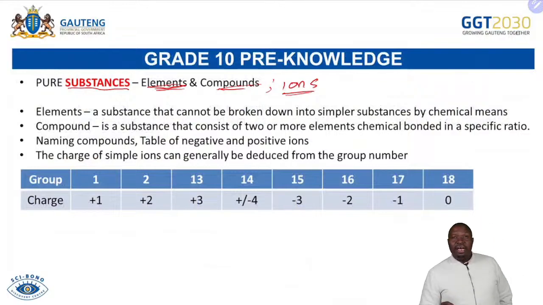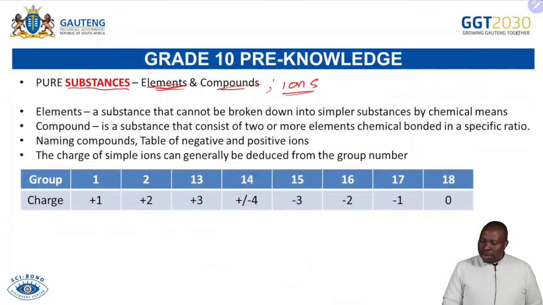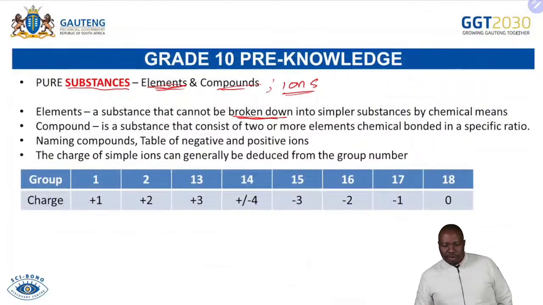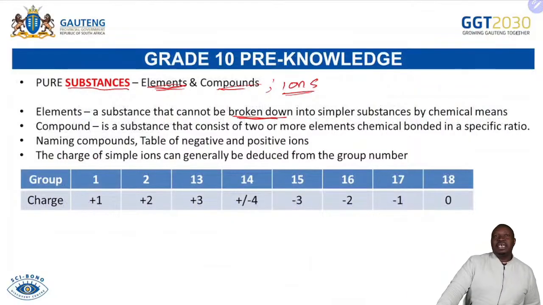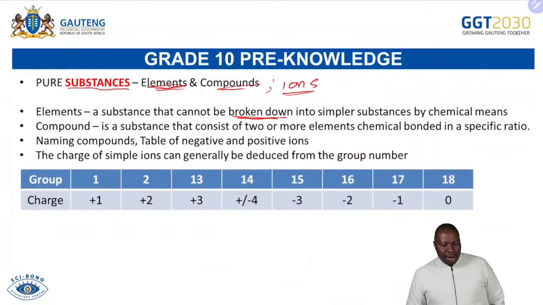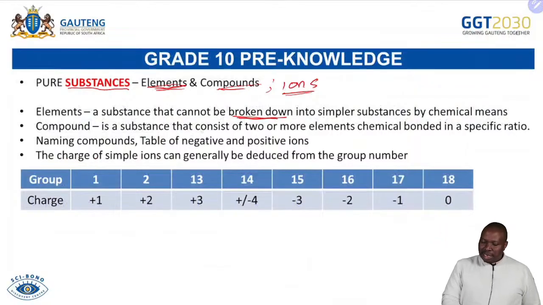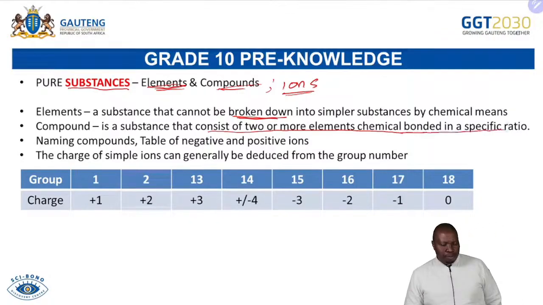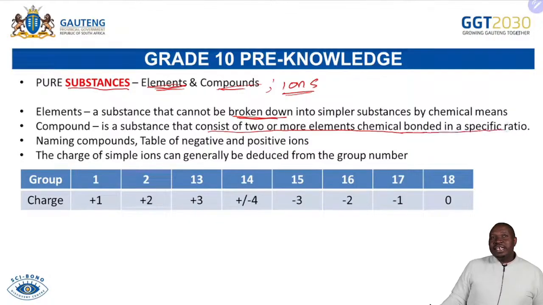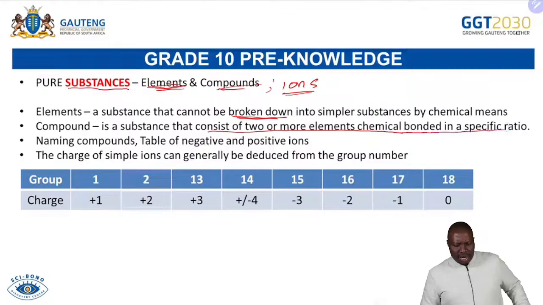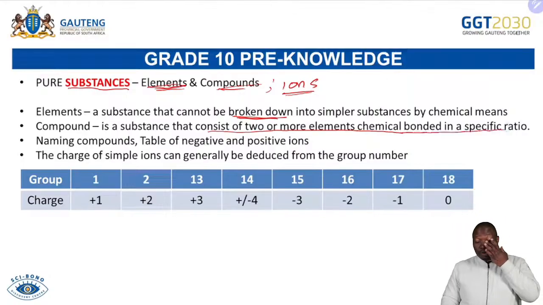And you know that the elements, we said they cannot be broken down into simpler substances by chemical means. But the compounds, we're saying, are substances that consist of two or more elements chemically bonded in a specific ratio. So you know the compounds, and then you have done as well in grade 10 the naming of compounds. You remember the table of negative and positive ions.